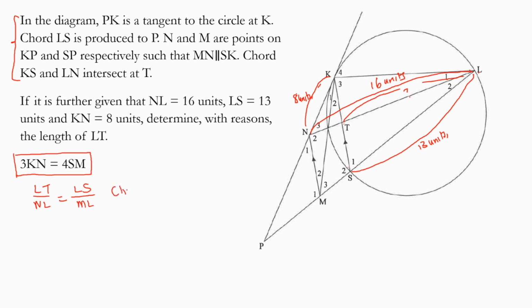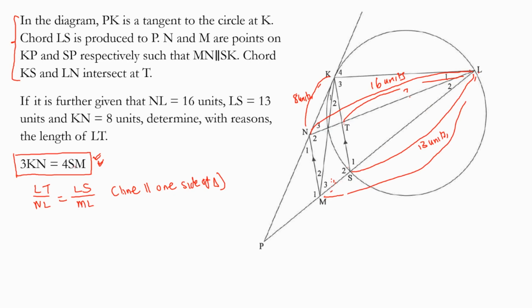If you check ML, then what is the reason? We say line parallel to one side of triangle. We want LM, but if you check from this relationship here, or from this equation, we can get SM. Then once we get SM, we'll get LM, because LM is SM plus LS.